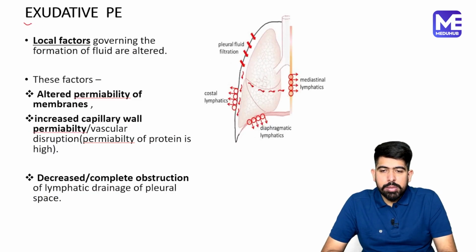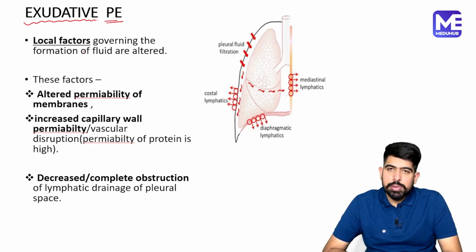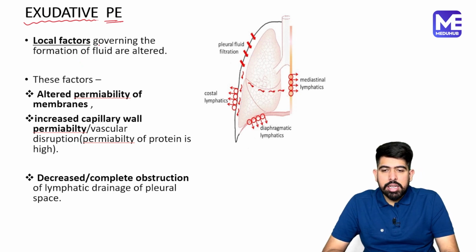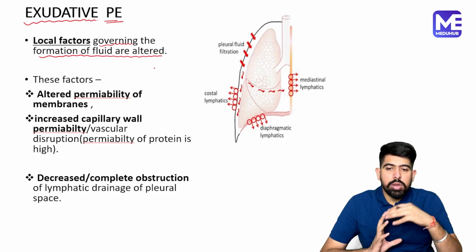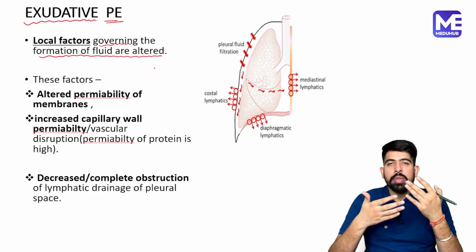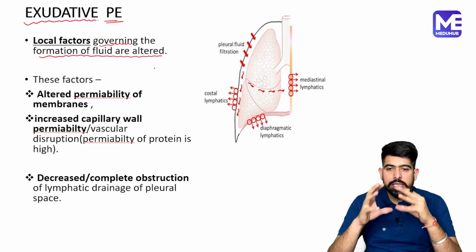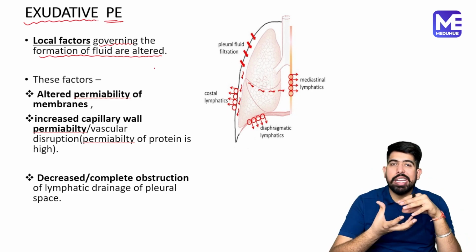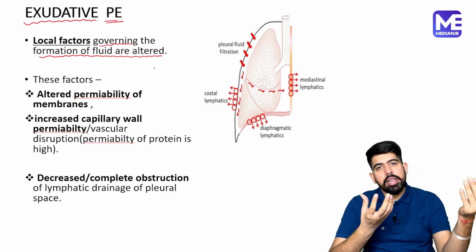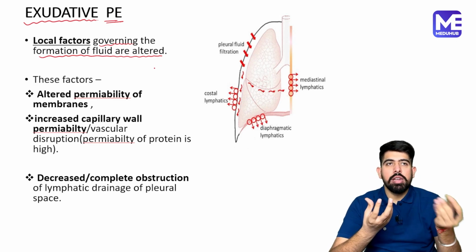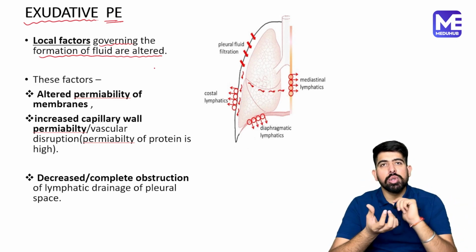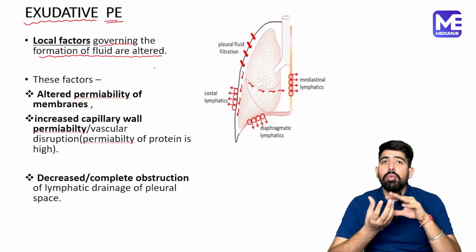Now, if we're talking about exudative pleural effusion, some local factors are also involved, right? What are the local factors? They alter the formation of fluid, right? These local factors are increasing the fluid production, right? We already taught you about it, look. If there is a cavity, like I'm giving you the example of a water tank, always one water tank is there, if input and output are equal, so the same input amount is coming and the same output is going, there will be no accumulation of fluid in the water tank.